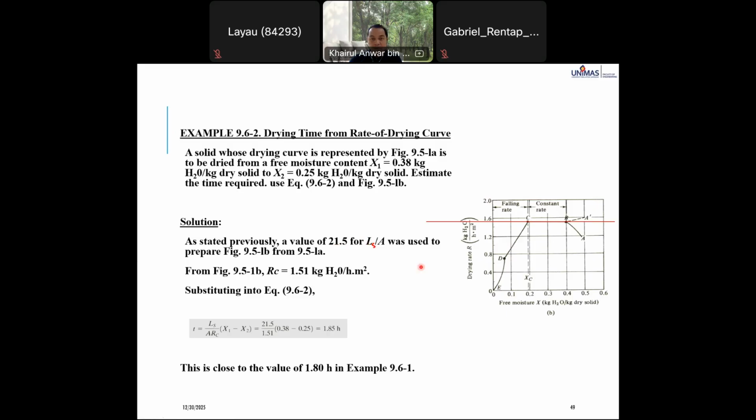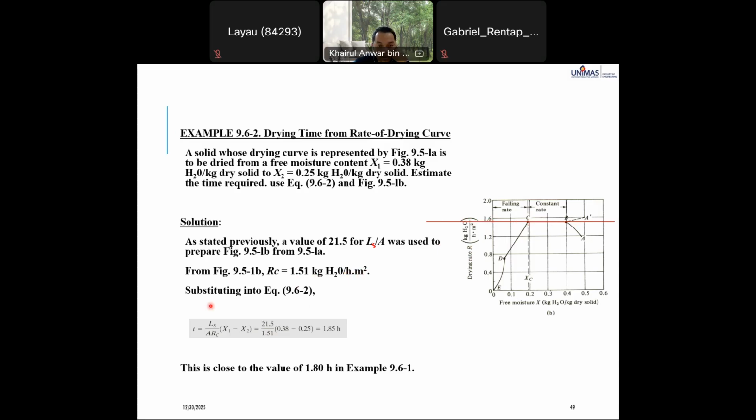So from figure 9.5-1b, this is using R versus X. To get Rc, you need to get the value from the constant rate period, which passes through the y-axis, the drying rate R. This one is 1.51 kg per hour meter square.